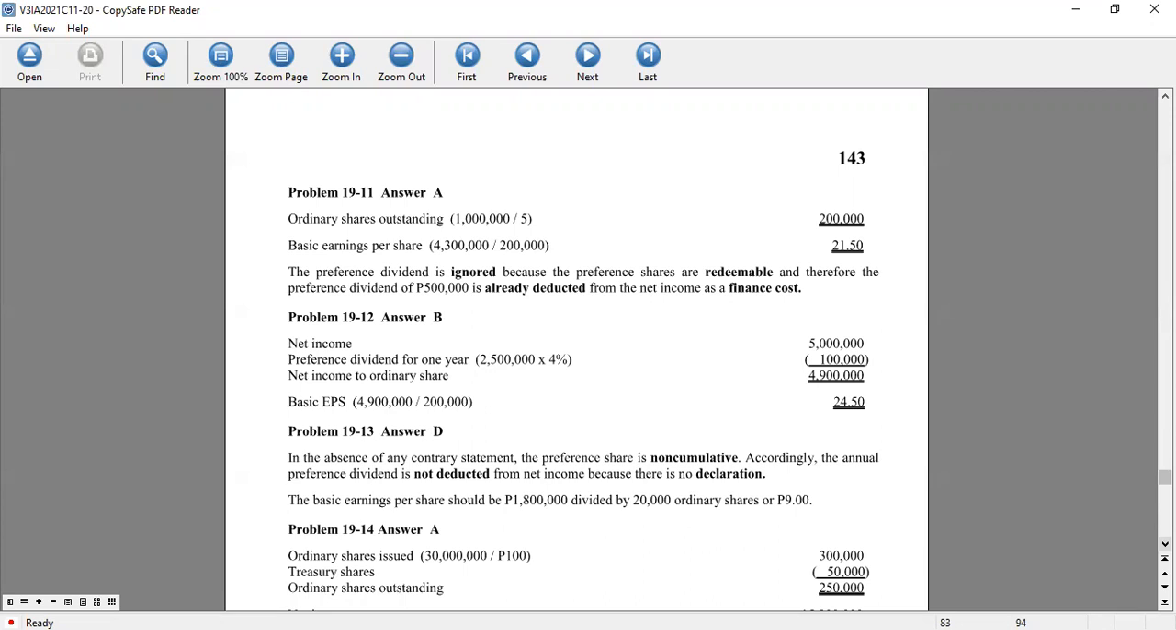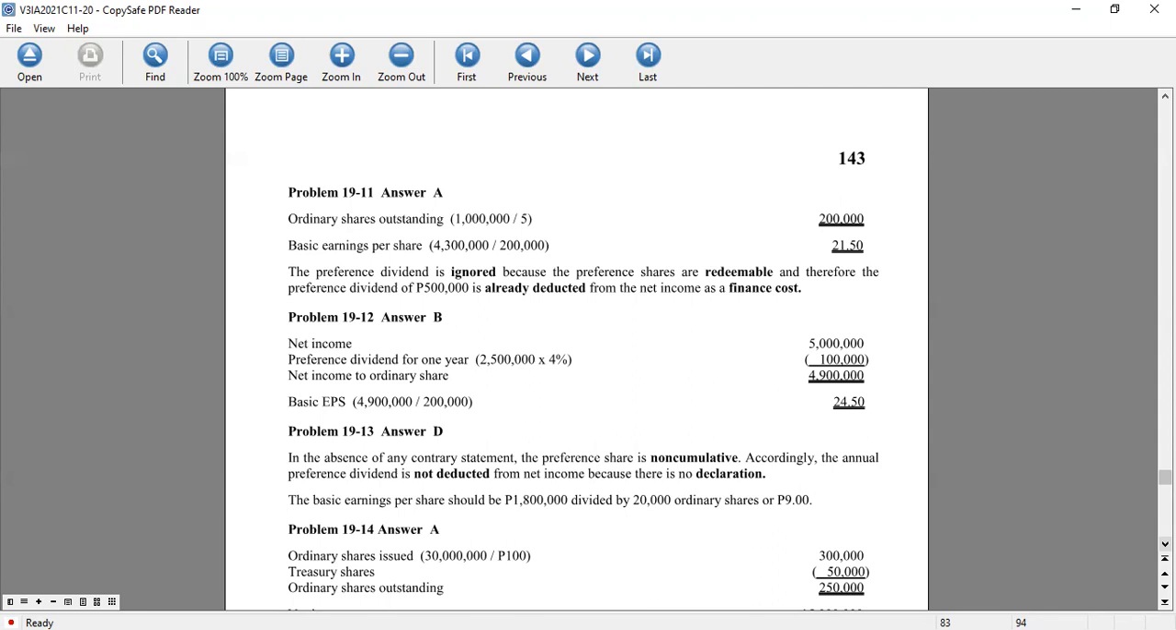Next, number 11, still what amount should be reported as basic earnings per share. Now for number 11, the ordinary shares outstanding is 1 million divided by 5, giving 200,000. So the basic earnings per share is 4,300,000 divided by 200,000 shares. We get 21.50.